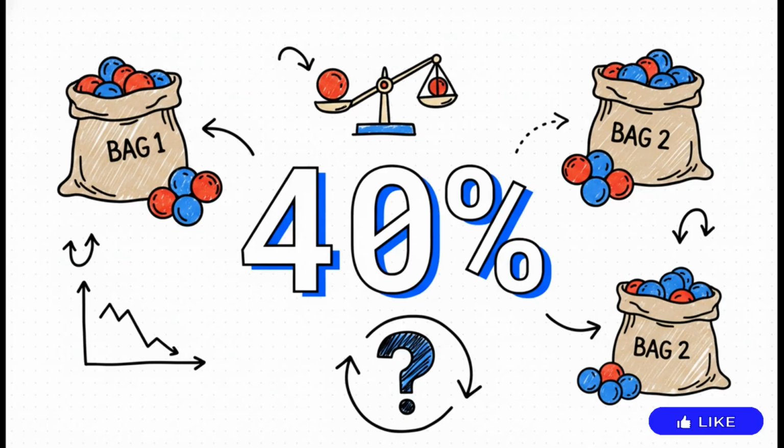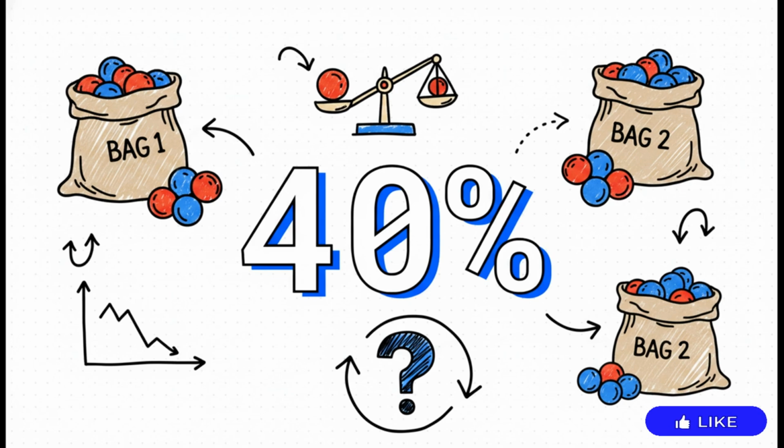Now think about that for a second. Our initial belief was 50%, an even chance. But now with this new piece of evidence, our updated belief has dropped to 40%. And why does that make sense? Well, because bag 1 had more red balls to begin with, making it a slightly more likely source for the red ball we're holding.